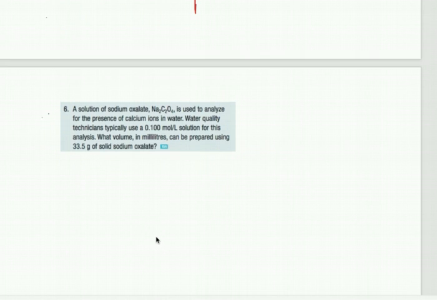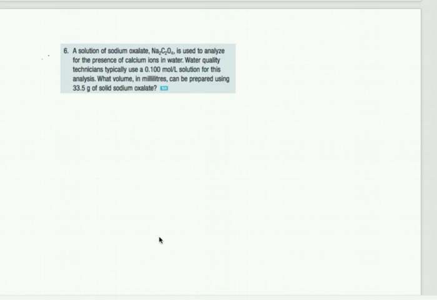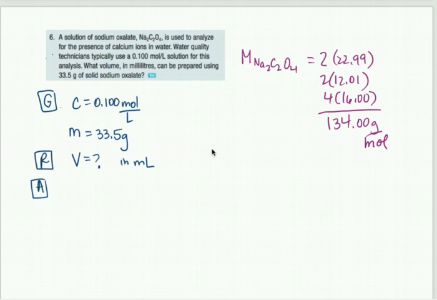All right, last one here. Okay, so again, we need to find volume. We have a solution of sodium oxalate. It's used to analyze the presence of calcium ions in water. Water quality tech people typically use 0.1 mole per liter solution for the analysis. What is the volume in milliliters that can be prepared using a 33.5 gram solid sodium oxalate?